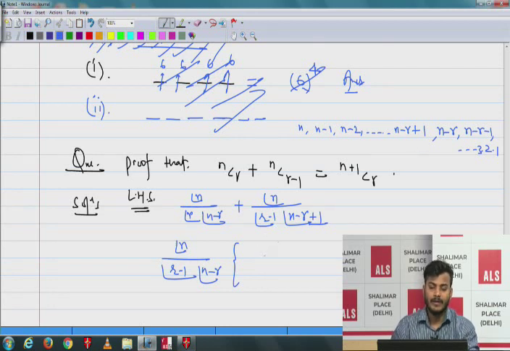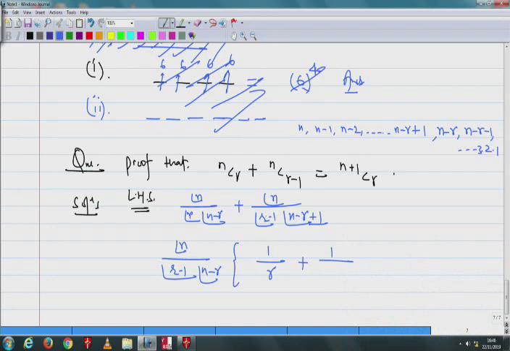This is 1 upon R, simply 1 upon R, and that's it, nothing else. And here we have plus 1 upon, this will be R minus 1 already, so I have taken R minus 1 factorial common. This is n minus R plus 1. What we have taken out? n minus R. So basically this much of factorial we have taken common.